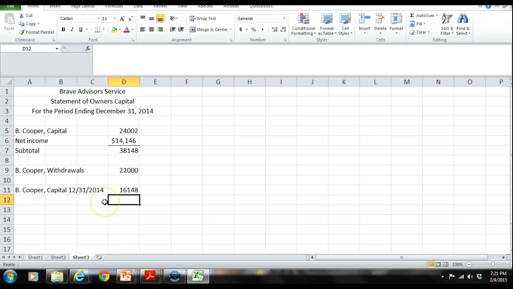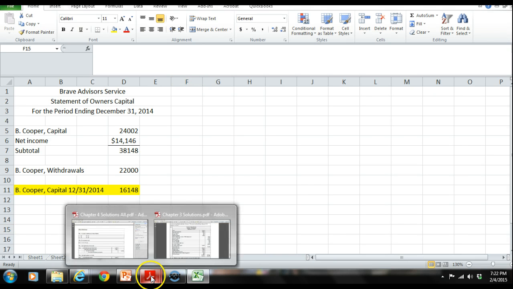Should be 16,148, shouldn't it? Okay. Make sense? Now what I want you to do is you're going to need this figure right here in our balance sheet. So write this down. But we're going to do a balance sheet.